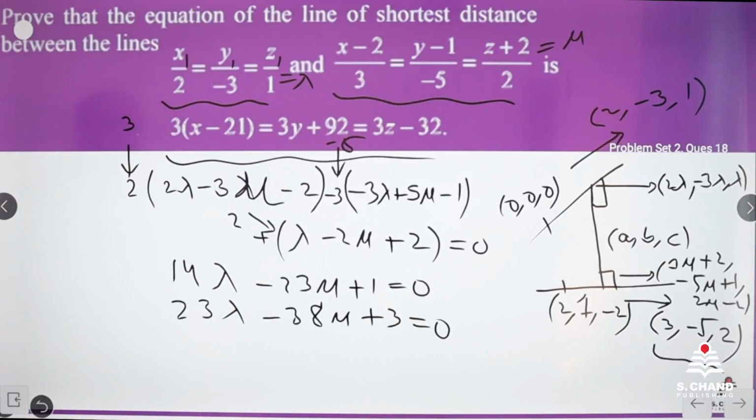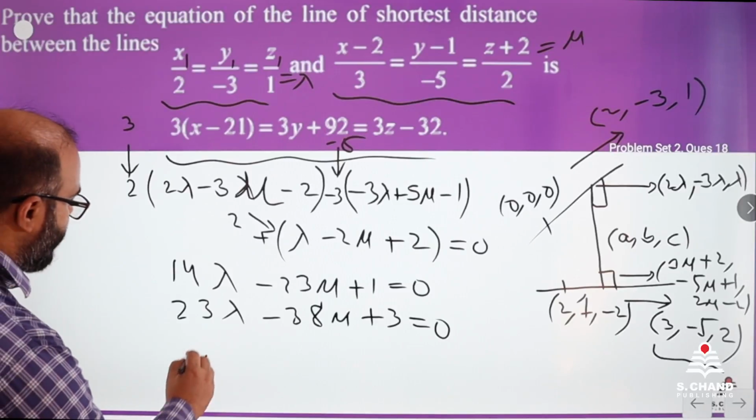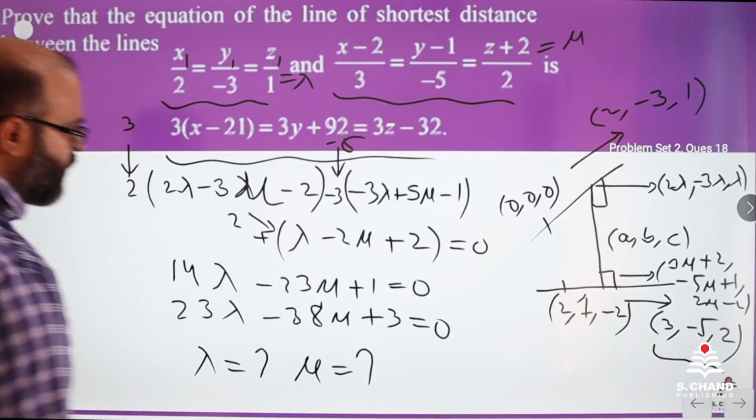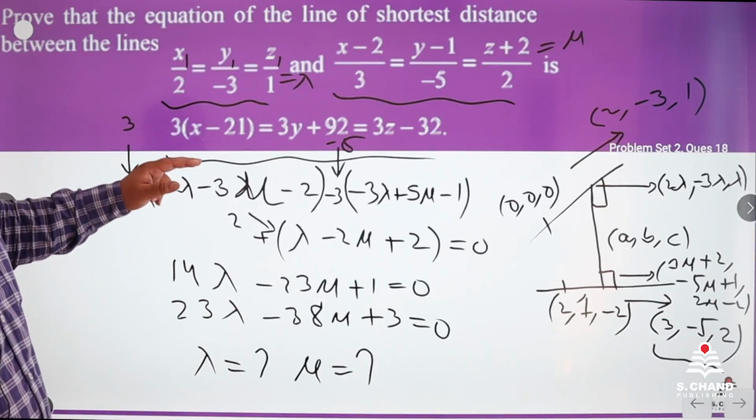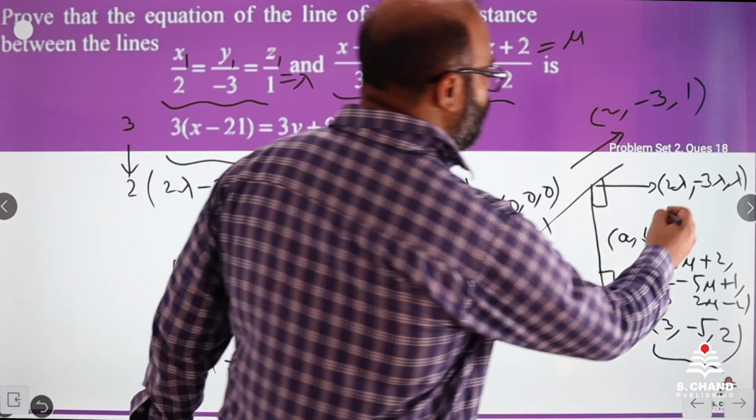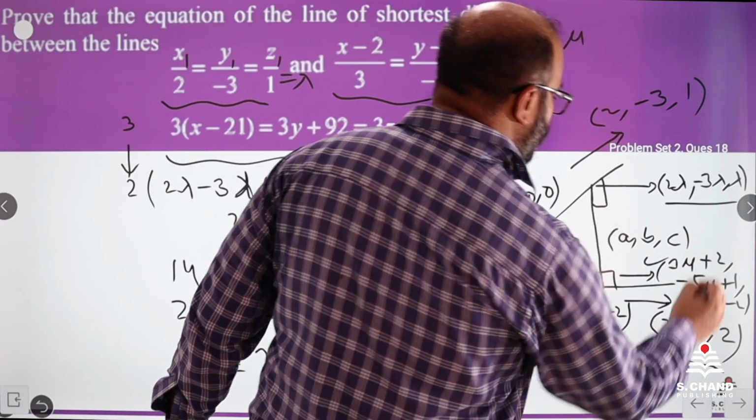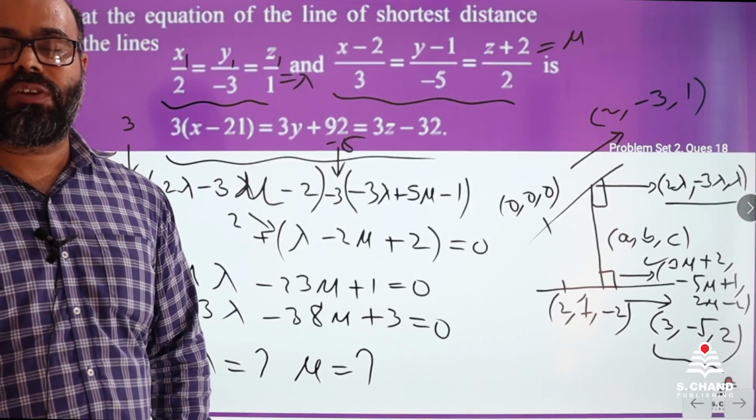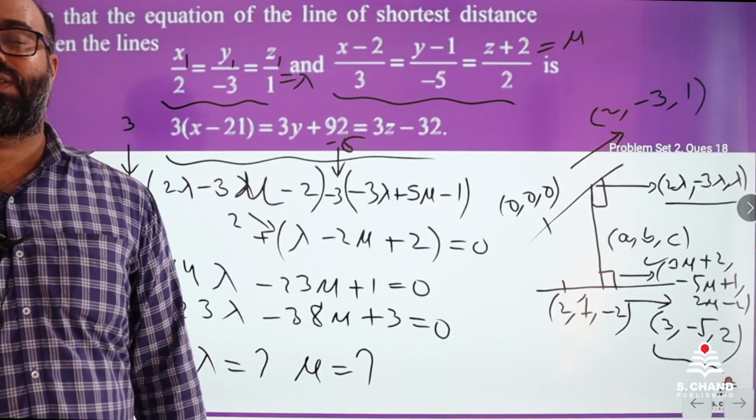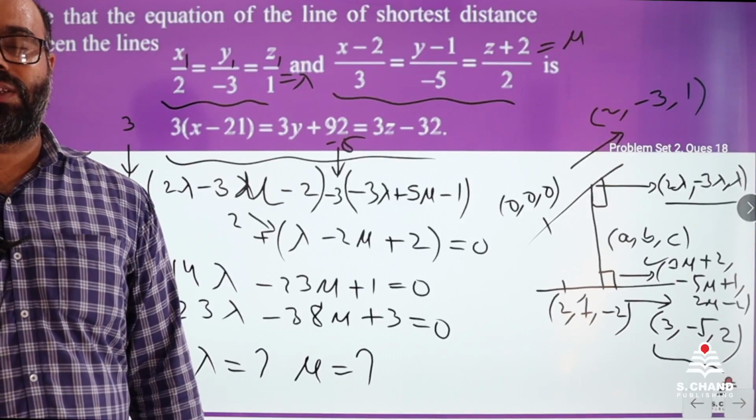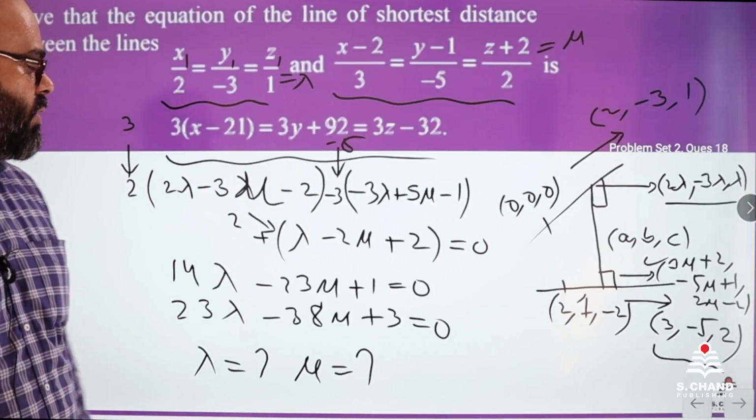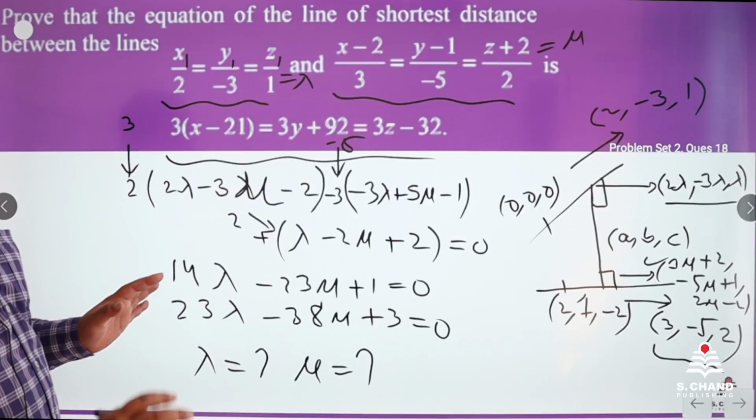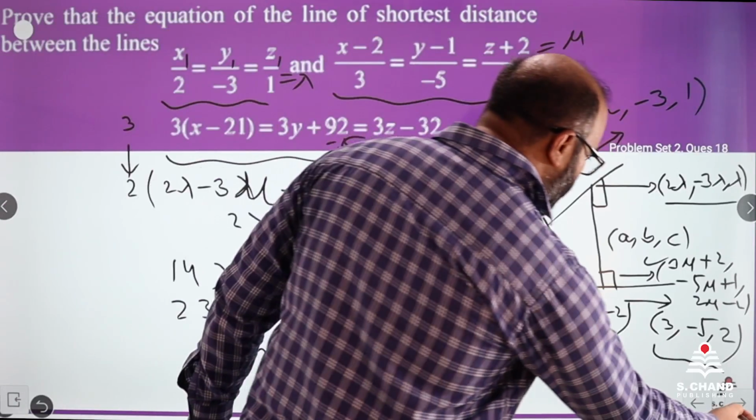Now we have two equations from which we solve for lambda and mu. Then you put them in place of these 2 points, and you'll get the 2 points. Then you write the two-point form of the equation of a line: x minus x1 by x2 minus x1 is equal to y minus y1 by y2 minus y1 is equal to z minus z1 by z2 minus z1. I'm not doing that calculation part. I hope it is clear to you, as there is a space constraint, but we will do it. Now let us do the next question.